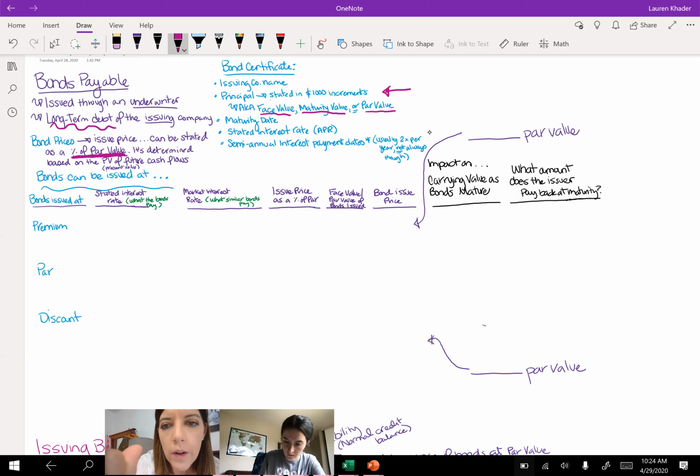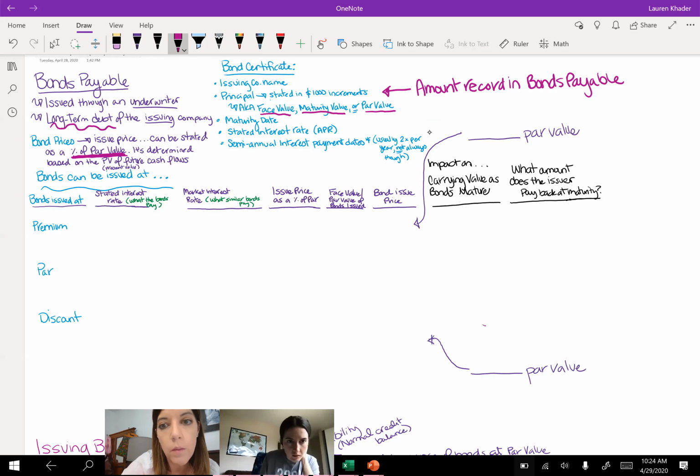Principal is the amount that we record in our bonds payable account. Similar to notes payable, where we only record the principal amount in the notes payable account, bonds payable is the same. Only the principal is going to be recorded in bonds payable. The principal is the amount borrowed, but it's also the amount we have to pay back at maturity.